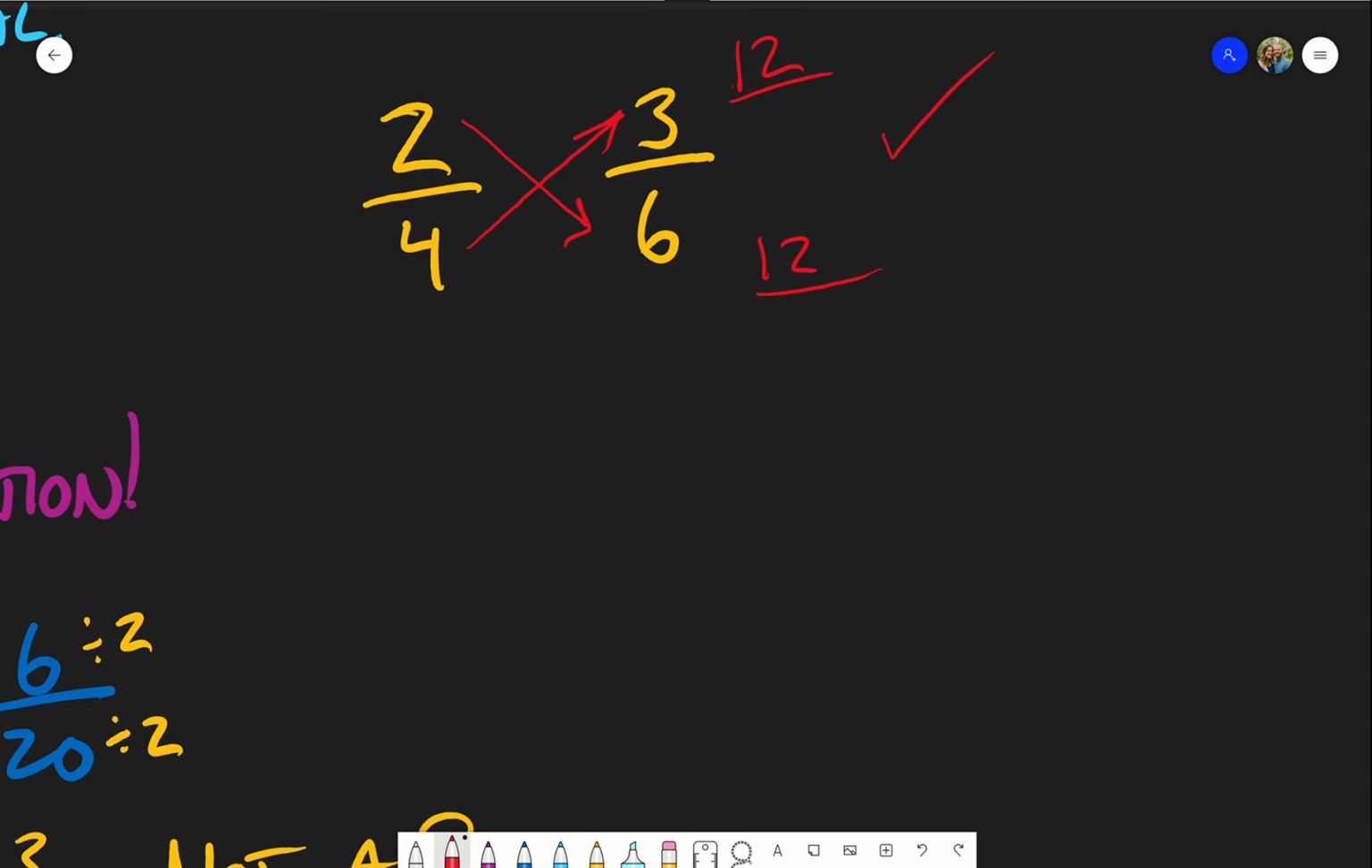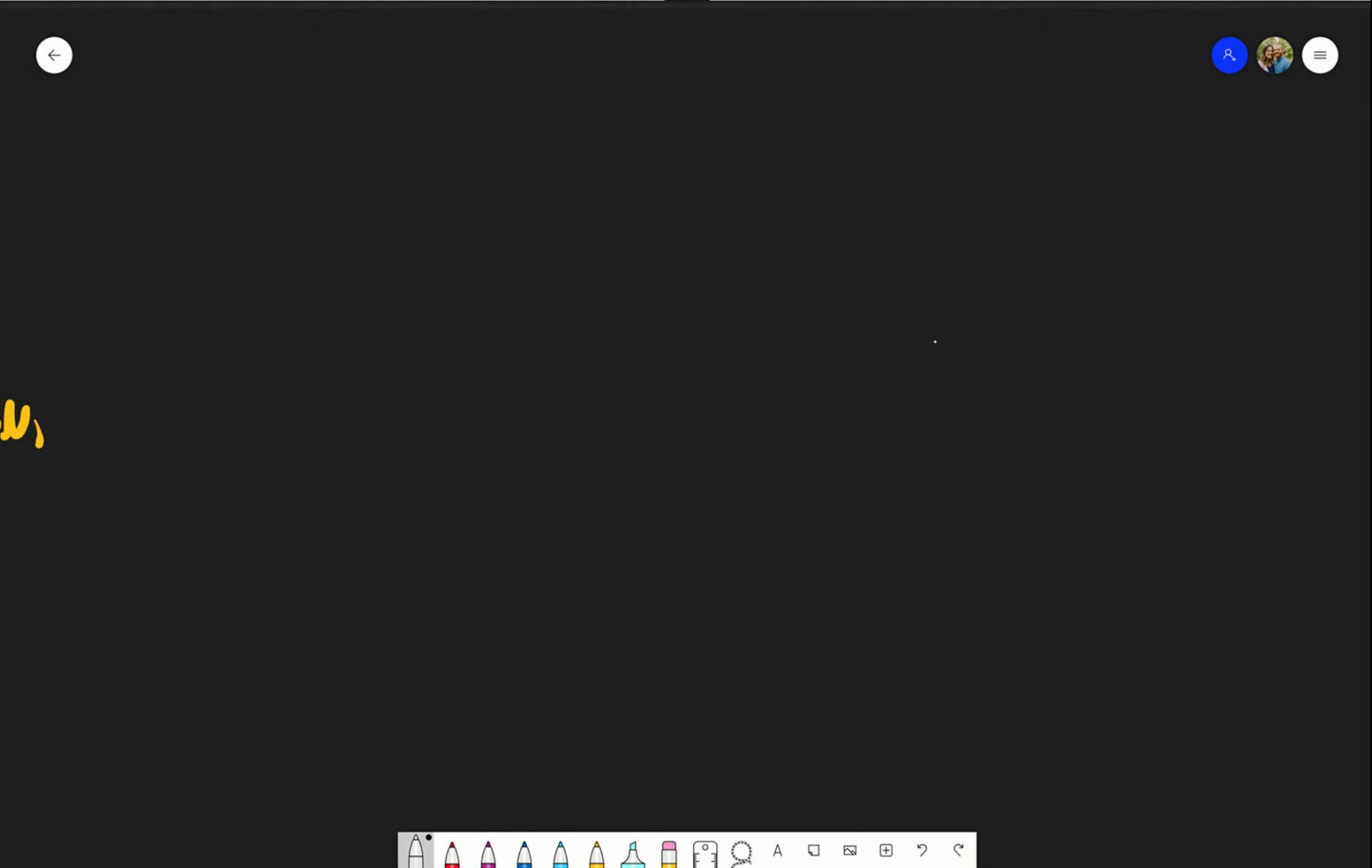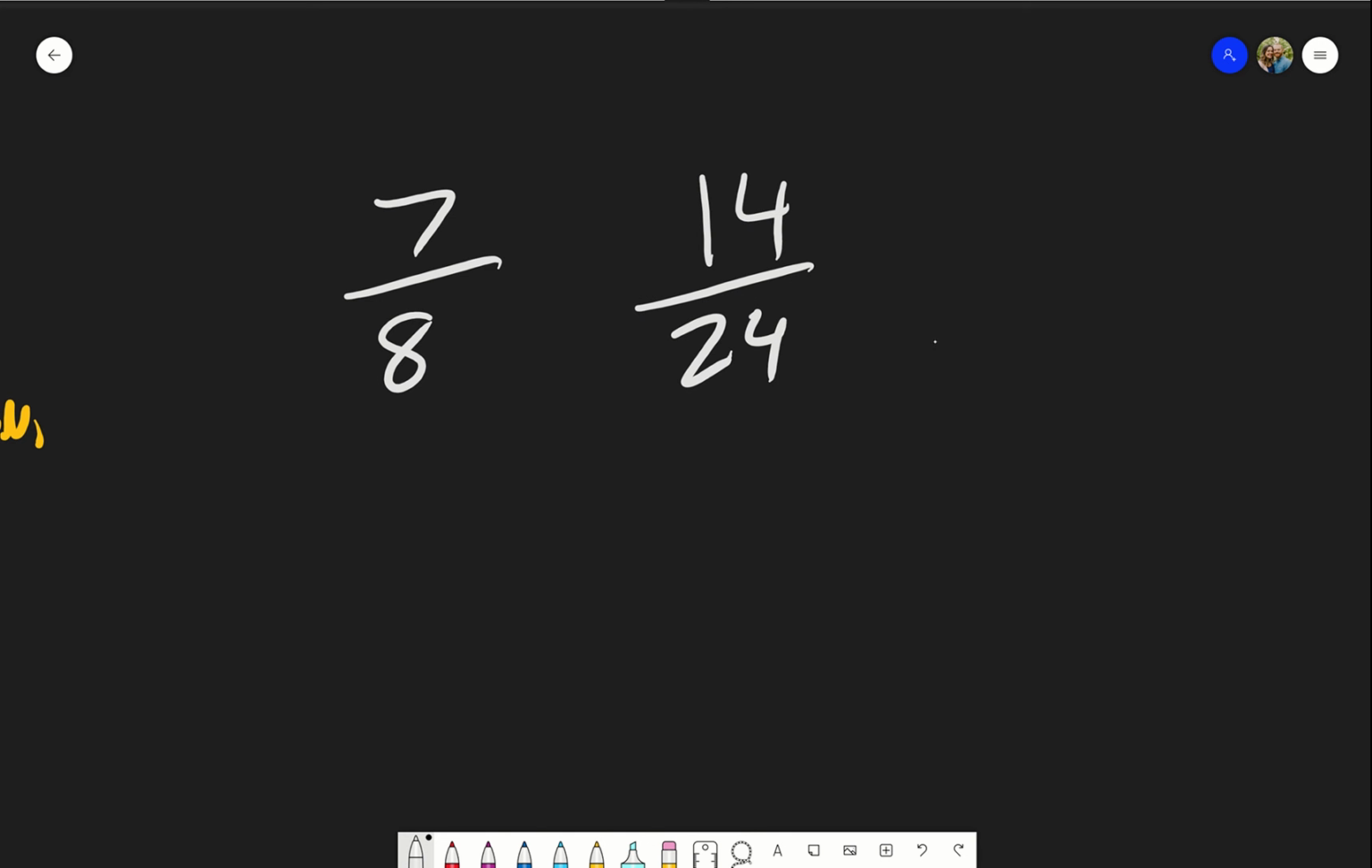All right, let's try this one. You let me know if this is a proportion, and we will talk about this more in class tomorrow. 7/8 and 14/24. Is this a proportion?